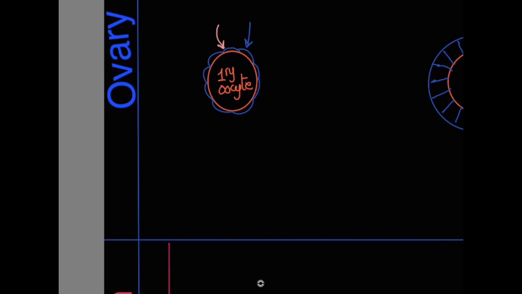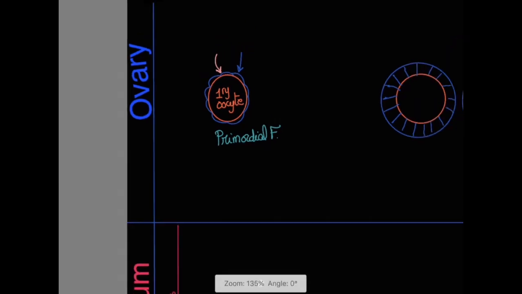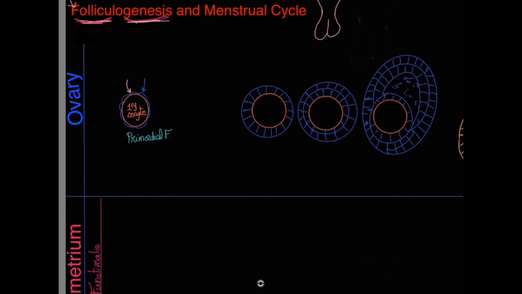So normally the primary oocytes will be kept in the ovary from the day of birth until adulthood, until puberty, in the form of primordial follicles. So what is the shape of the primordial follicles? A primordial follicle is formed of a primary oocyte, and surrounding the primary oocyte we have one row of flat cells. Those are the follicular cells.